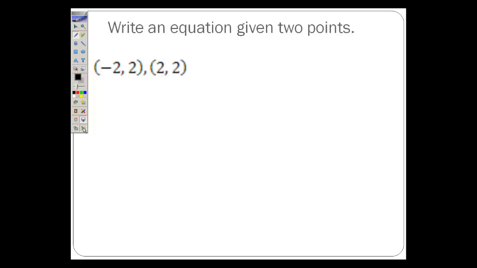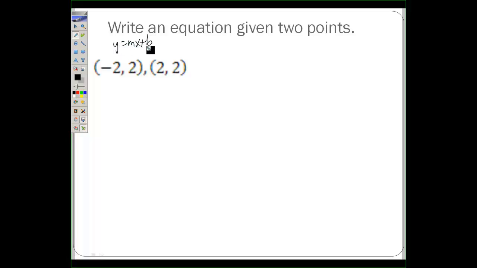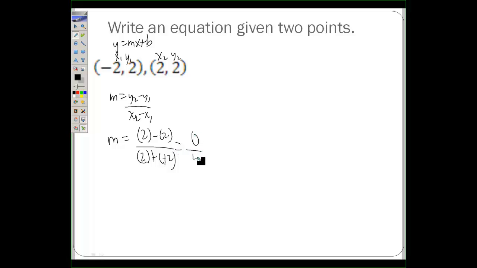We'll do another special example. We're going for y equals mx plus b. That's the equation of a line. We're going to say slope is y2 minus y1 over x2 minus x1. Now, this one's not going to be too bad because we're going to say that x1, y1, x2, y2. We're going to say 2 minus 2 over 2 minus -2. So we really have 0 over 4 or just 0.